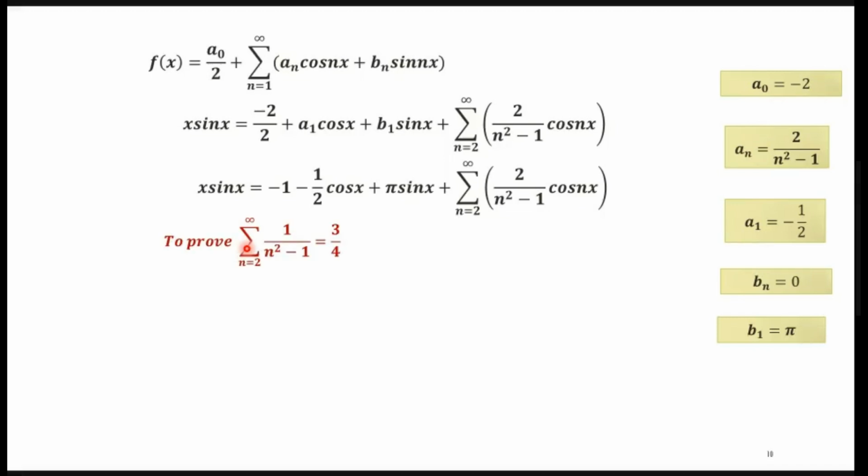Now we have to prove some deduction. We have to show that summation n varying from 2 to infinity 1 upon n square minus 1 is equal to 3 by 4. So what should be the value of x?